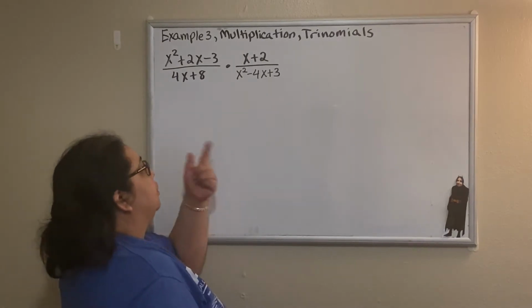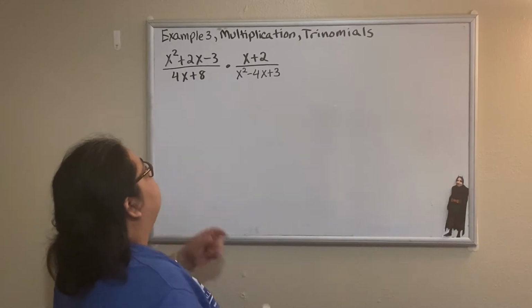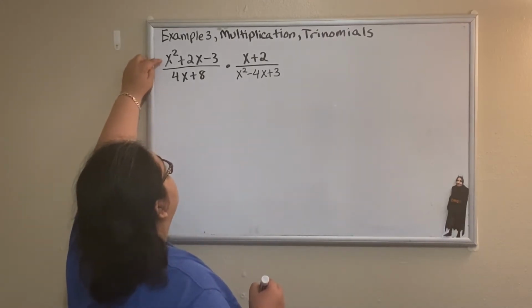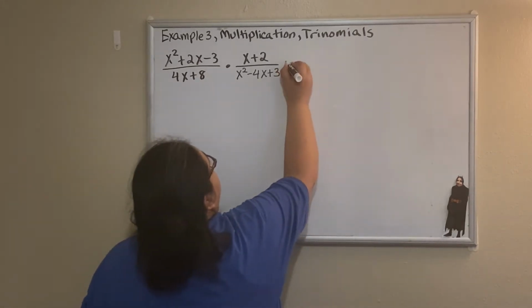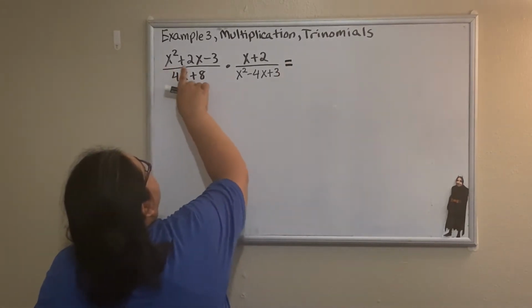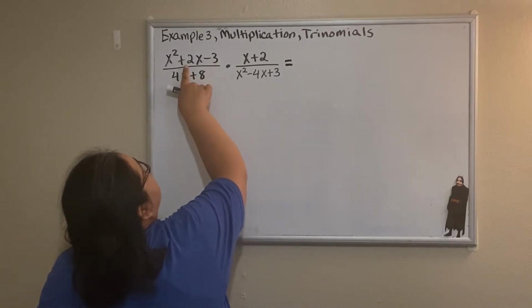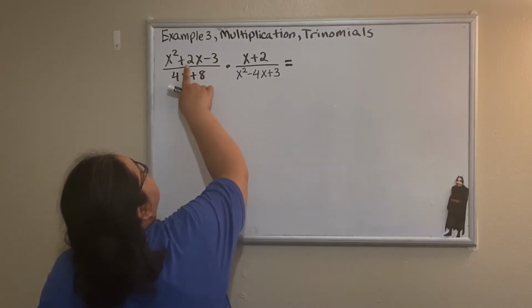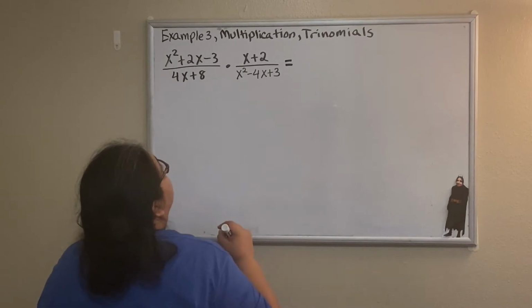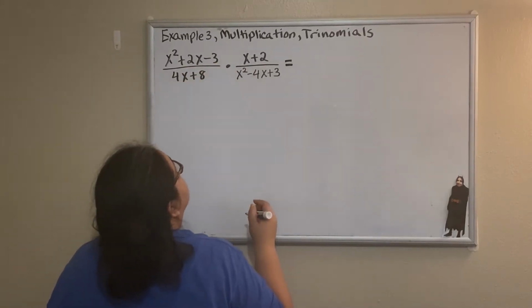Now, the first step, just like in the previous example, is to factor. So we're going to factor everything that is factorable. To factor a trinomial, I check what multiplies to give me the last term, but adds to give me the middle term. So what numbers multiply to give me -3, but add to give me +2? Well, that would be +3 times -1. That gives me -3, but adds to give me +2.